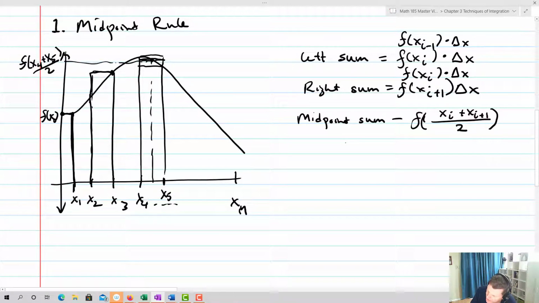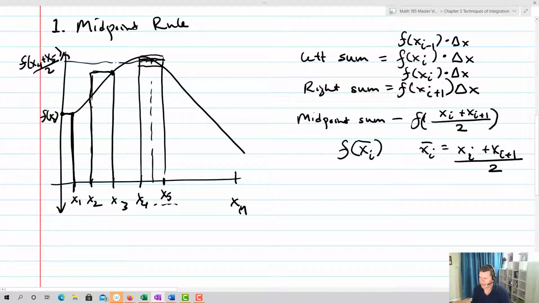And what you'll see, for example in a lot of books, is it written as f of xi bar, where xi bar equals (xi + xi+1)/2, or (xi-1 + xi)/2. Whatever it is, all we're really talking about here is trying to figure out the midpoints between those two values, all right? And we'll evaluate f(x) at that point.